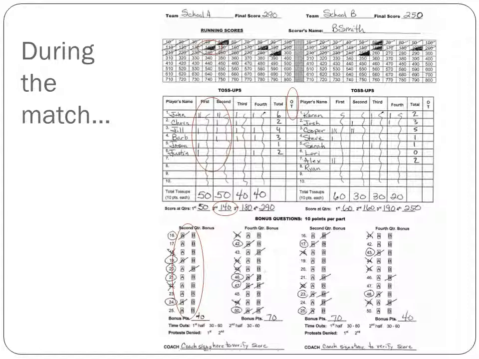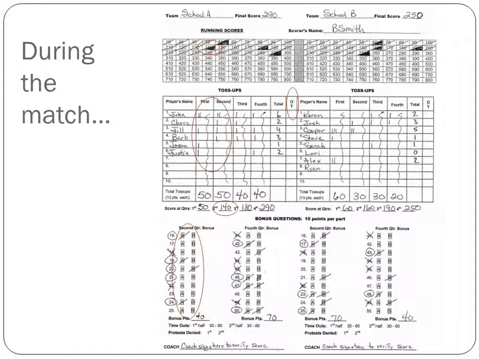Scores at the end of each period are recorded in the Score at Quarters section for each team. Also note that the half-shaded boxes in the running score represent the scores at the end of each period. You do not need to worry about those markings.